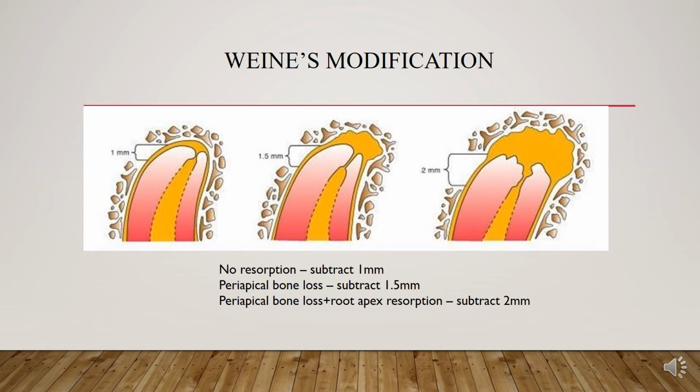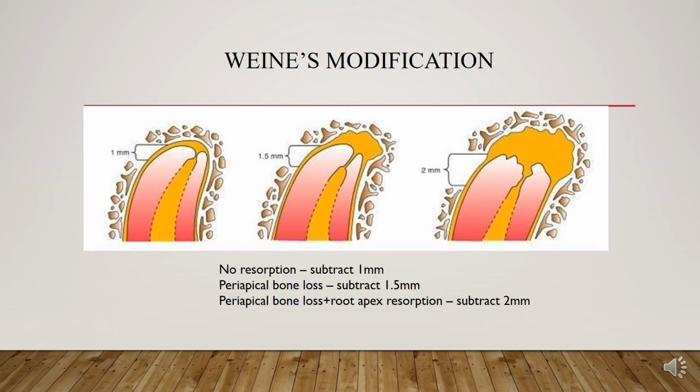So Wien has modified this Engels method based upon the root resorption or else the bone resorption. Okay, if there is no root resorption and bone resorption, you should terminate your file tip 1 millimeter short from the radiographic apex of the tooth.